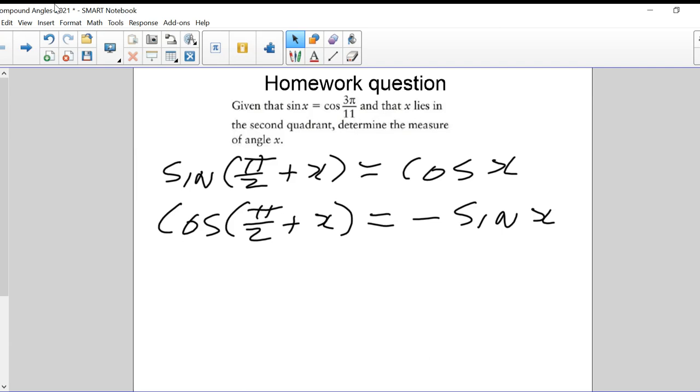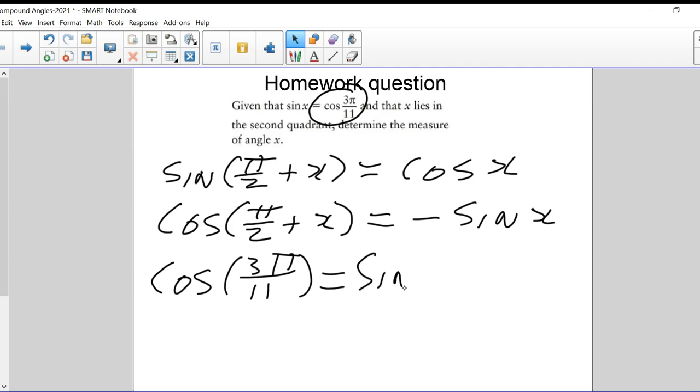Okay, so that would mean that instead of saying the cosine of x, let me come back to what this is saying up here now. Instead of saying the cosine of 3 pi over 11, I could actually make that into the sine of pi over 2 plus 3 pi over 11. Let me make sure that that makes sense to everybody, right? We're talking about a second quadrant angle here.